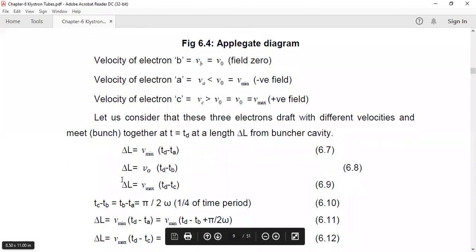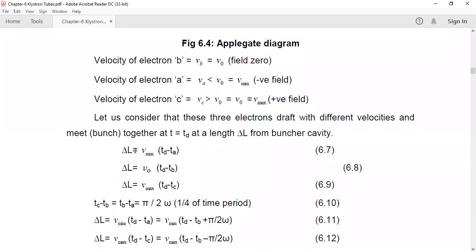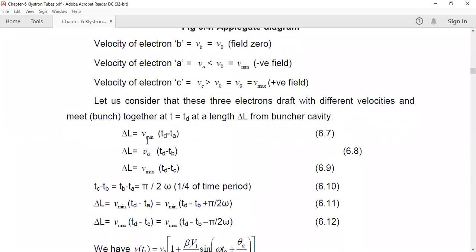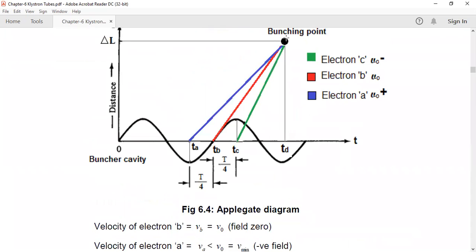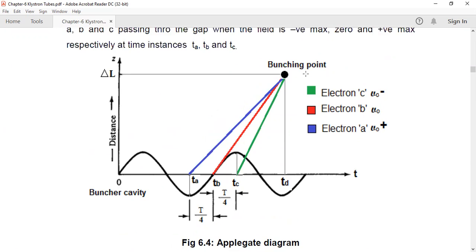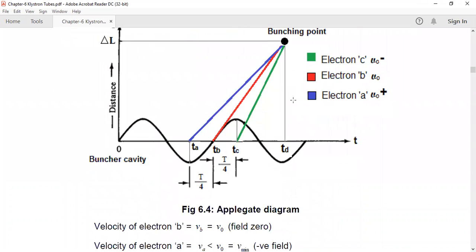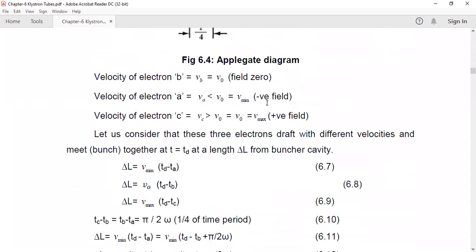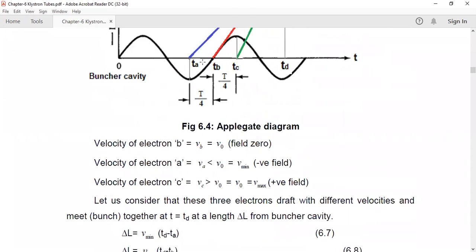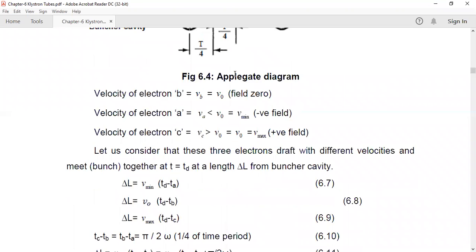Now see here, the distance is the same, delta L. But the length, that is distance, is nothing but velocity into time. One is the minimum velocity, one is the maximum velocity, one is the unchanged velocity. The time is TD minus TA. TD is the time to reach the bunching point; you can call it drift time. So now TD minus TA, this is TA, then TB, TC.